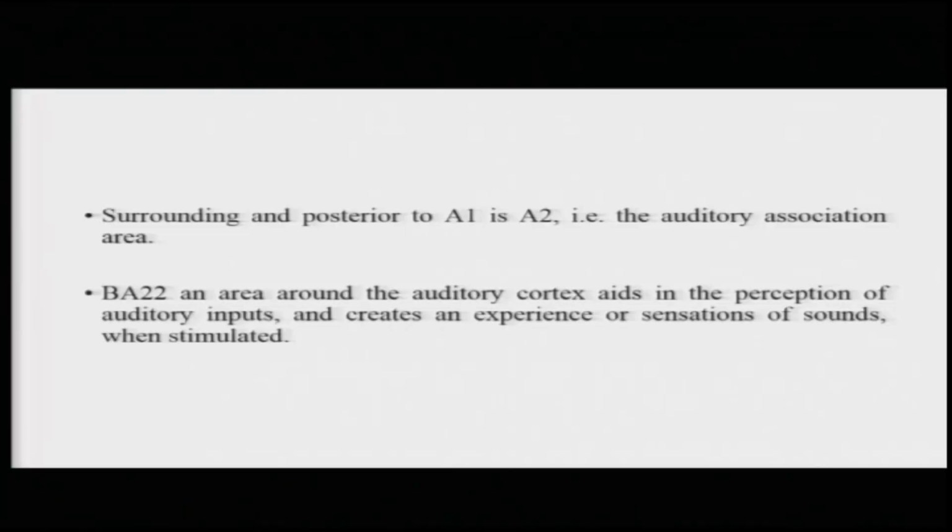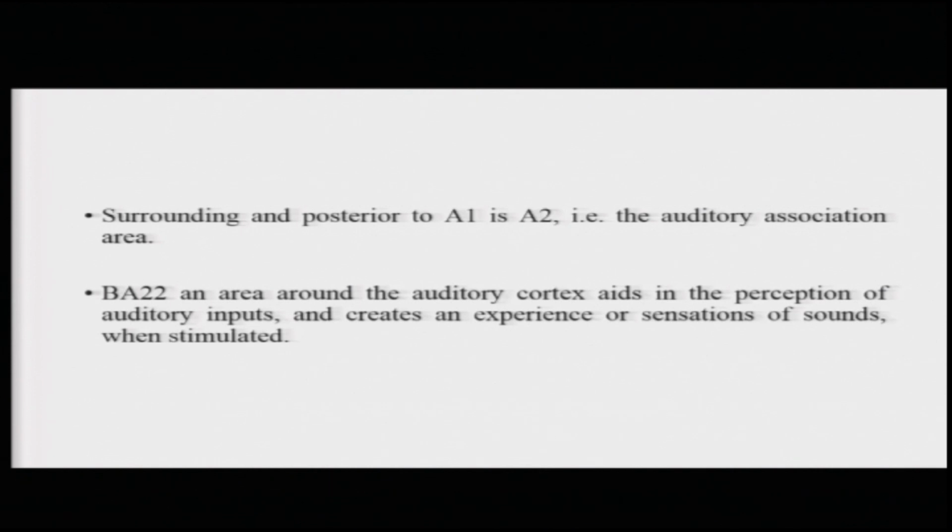Now, surrounding and posterior to primary auditory cortex, or A1, is A2, which is also referred to as the auditory association area, and which performs slightly higher-level processing on the sound input. Typically, if a sound is there, you initially analyze the sound, and then suppose you want to recognize what song that was, or whose name you heard, or what kind of stimulus that was. Those kinds of processing would be done in the auditory association areas.